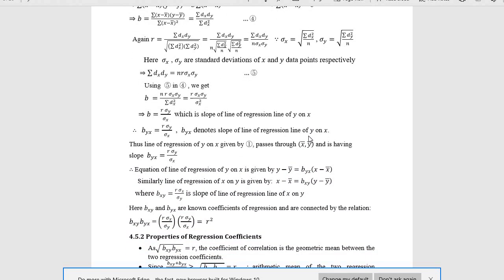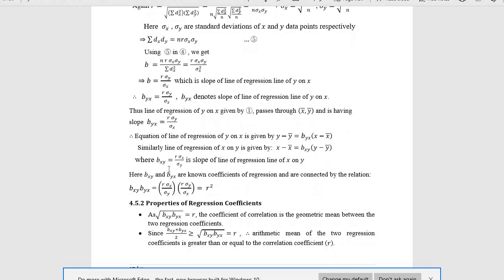This value is very important: b value is r into sigma y by sigma x. You have to remember this value. Byx is called the regression coefficient of y on x. Byx denotes the slope of the regression line of y on x. So byx is r sigma y by sigma x. Just remember this formula. Once you remember this formula, how to calculate sigma y? Sigma x is also defined. With the help of this, you can calculate.